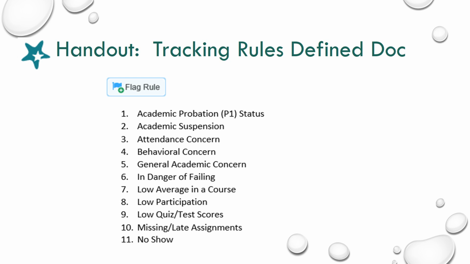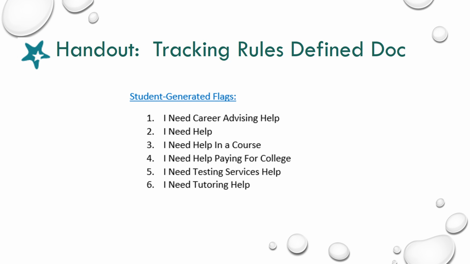The automatic flags, like the low average in a course or the probation and suspension flags, are automatically raised when certain factors are met within Banner and/or Gradebook. Students can also generate a flag. In essence, they're raising their hand and asking for help. Here are just some of the student-generated flags we have programmed so far.